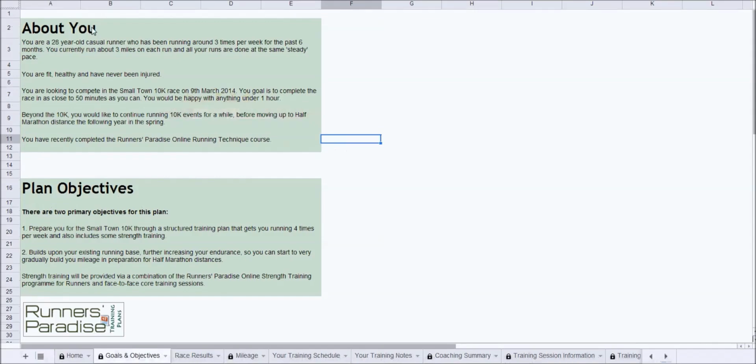On the Goals and Objectives tab, what we'll find is a little bit about John Doe and also the objectives for the plan itself. So we can see that John is a 28-year-old casual runner. He's been running around 3 times per week for the past 6 months, so he has a reasonable running base. He currently runs about 3 miles on each run, and all his runs are done at the same steady pace. John has never been injured.